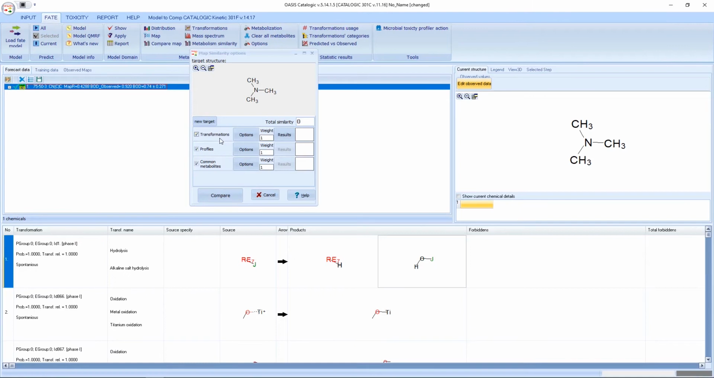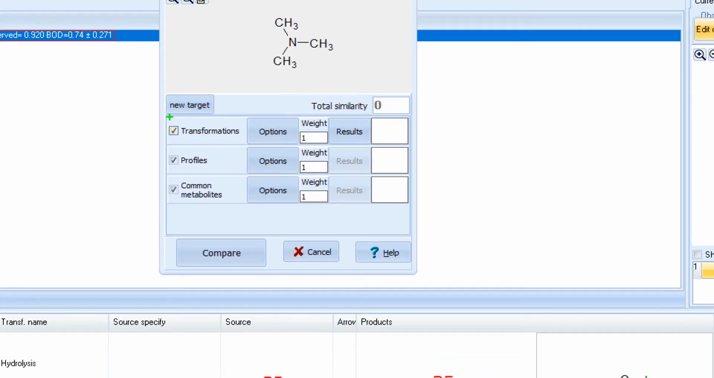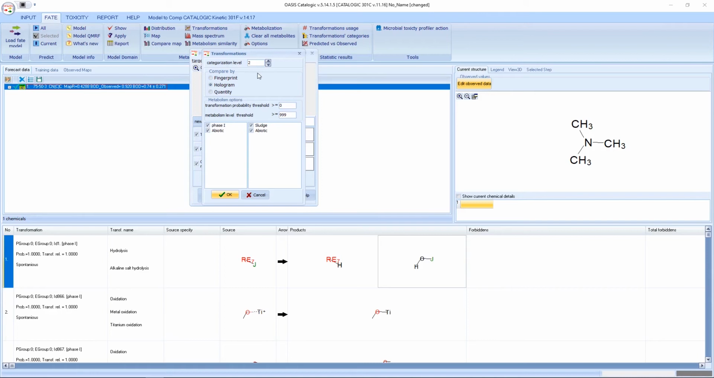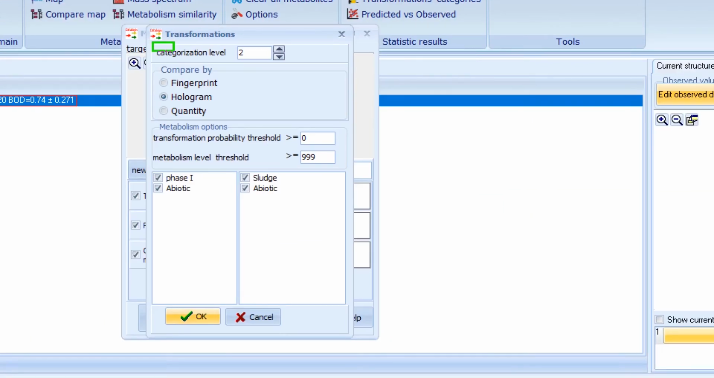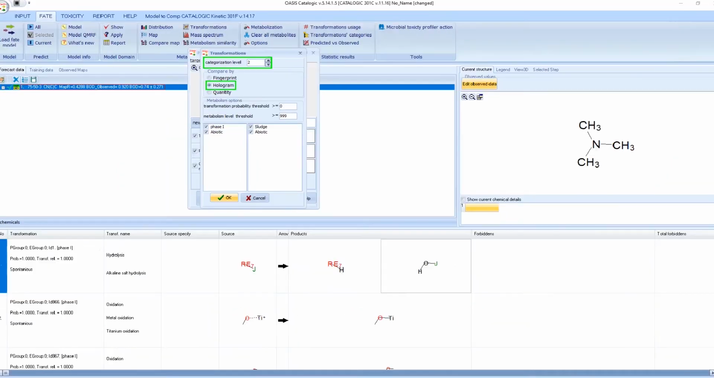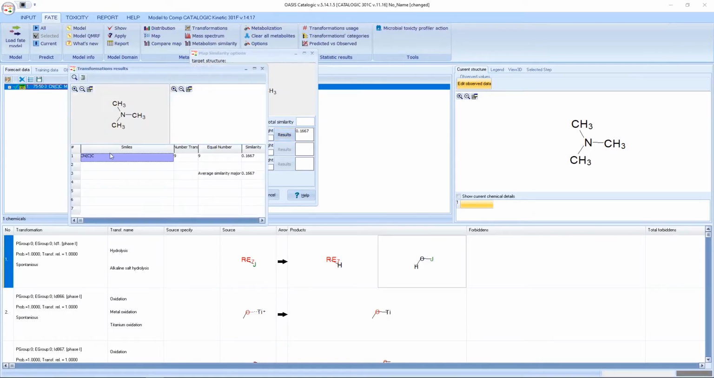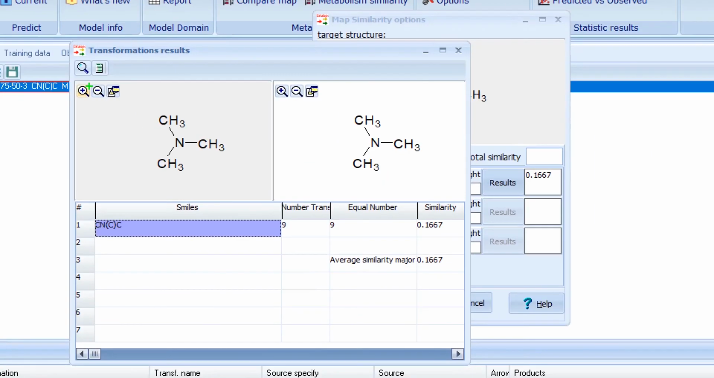Let's compare the simulated metabolic maps of this chemical by their common metabolic transformations. We will take into account the specificity of metabolic transformations and frequency of their application. In this way, we will get the real picture of comparison. The metabolic similarity between the simulated maps is very low. Let's explain the result.